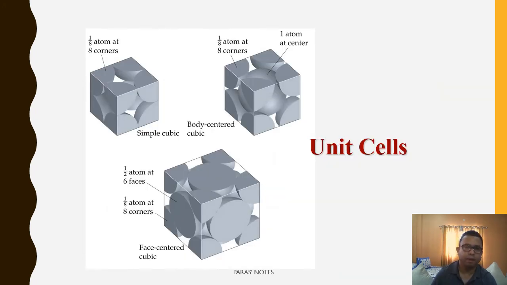Now this is another 3-dimensional representation of 3 different kinds of unit cell. The first diagram that you see here shows the corner ball. Look at this corner ball. Look at any one corner ball. This is only 1/8 of a ball.